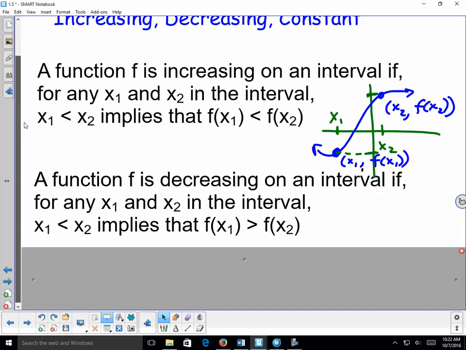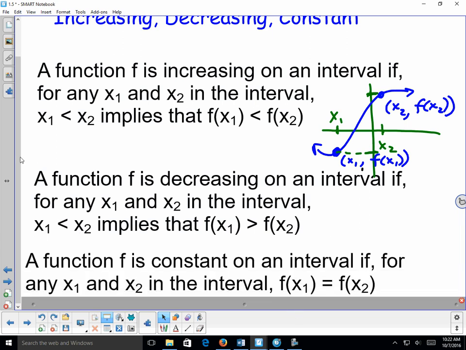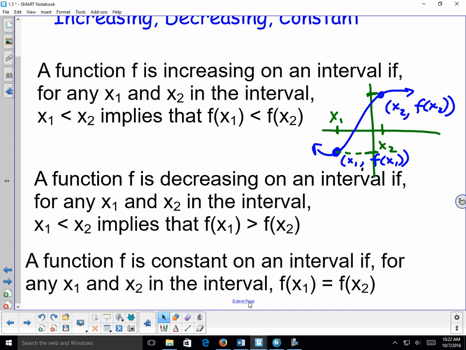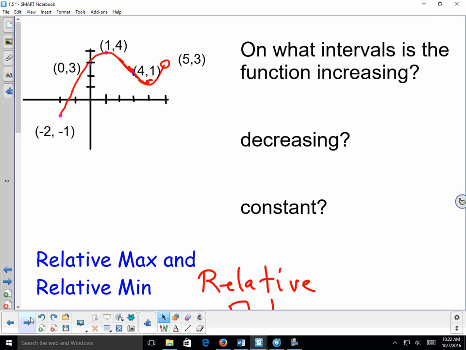Likewise, we can have a function f is decreasing on an interval if for any x1 and x2 in the interval, x1 less than x2 implies that f of x1 is greater than f of x2. Or we can talk about a function being constant. A function is constant on an interval if for any x1 and x2 in that interval, f of x1 is equal to f of x2. So let's take a look at this example.